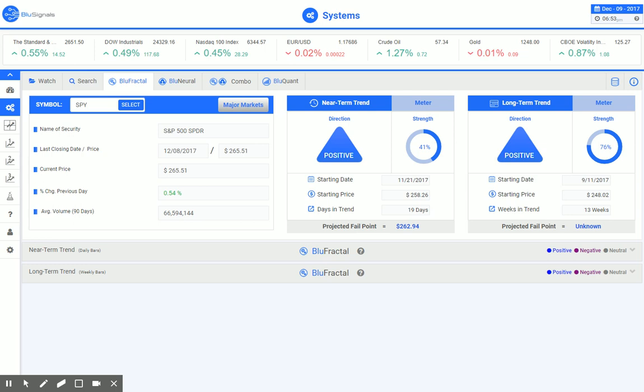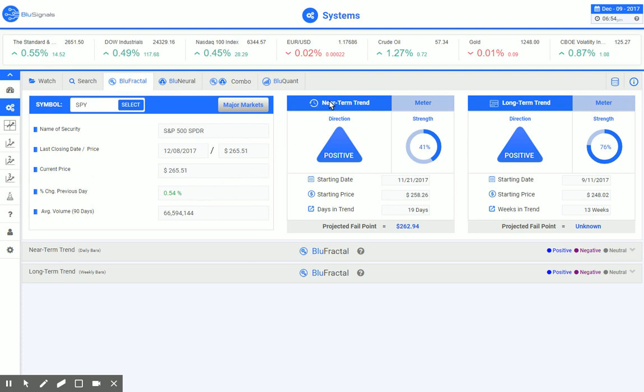So this is the BluFractal system page of Blue Signals. You get here by navigating to the Systems tab and then over to the BluFractal tab. On here we have the top indicator section, which includes the basic pricing information for the selected security. In this case, it's the ETF of the SPY, which is the S&P 500 ETF, with closing and current prices.